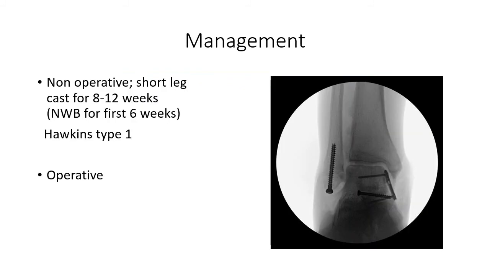The management of talar neck fracture is non-operative treatment by short leg cast for 8 to 12 weeks and non-weight bearing for the first 6 weeks. This type of management is used for Hawkins type 1 classification, and operative treatment for type 2, 3, and 4 to decrease the risk of avascular necrosis.